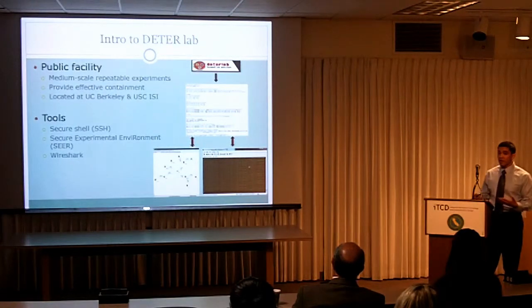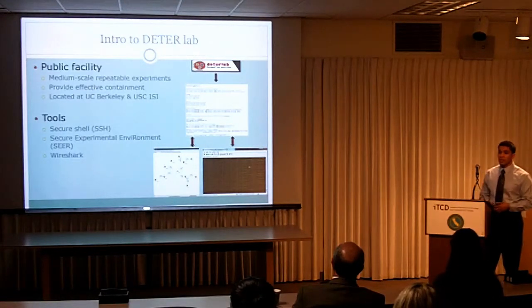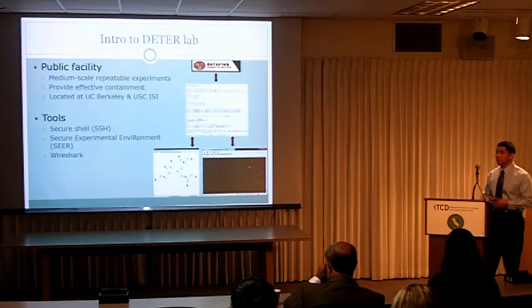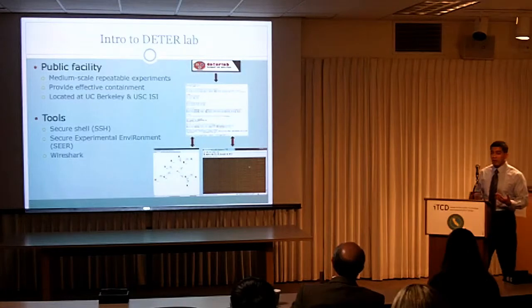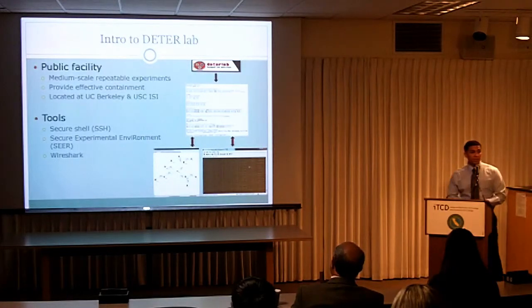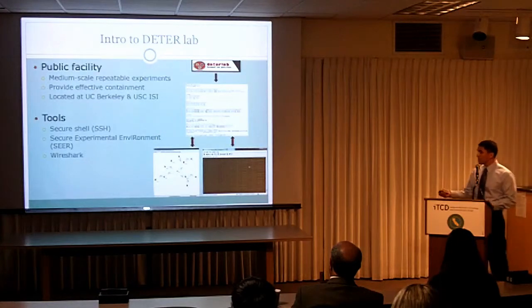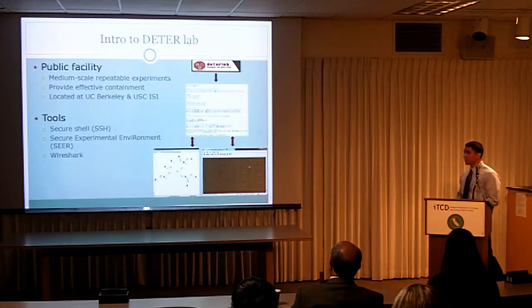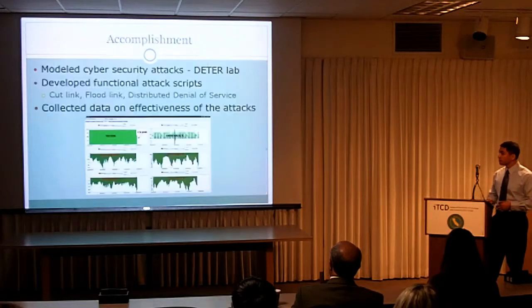Now, we can't see what's going on in Deter Lab, so we have tools that allow us to experiment and manipulate data. Tools such as Secure Shell, which allows us to have access to a virtual desktop and also manipulate the experiment and gather data. We also have what's called a secure experimental environment, which is a graphical user interface that allows you to see your network and the flow of traffic on the network. And then we also have Wireshark, which is a network protocol analyzer, which captures data, the flow of packets going back and forth on the network.